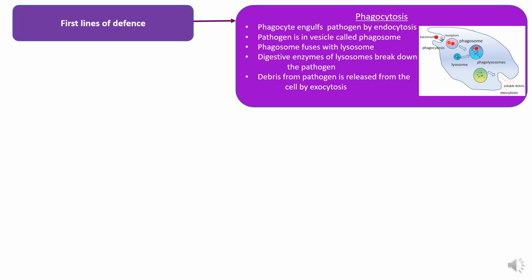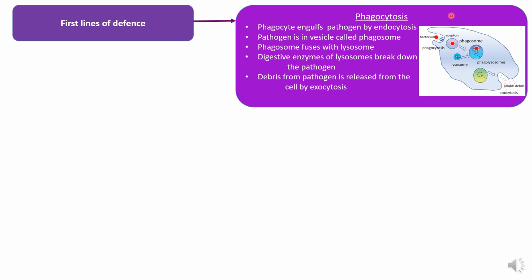That then fuses with a lysosome. You've learned about lysosomes, they contain digestive enzymes. The digestive enzymes, you can see them here, the blue spots, are going to digest the pathogen. Within this phagolysosome, so this is the phagosome combined with the lysosome, you now have all of the broken down bits of the pathogen, and then we can get rid of them via exocytosis.